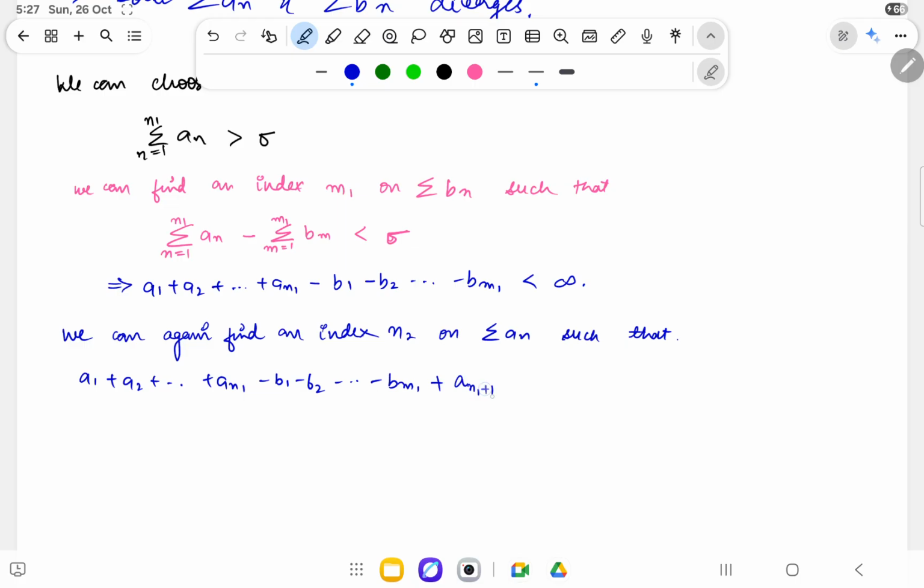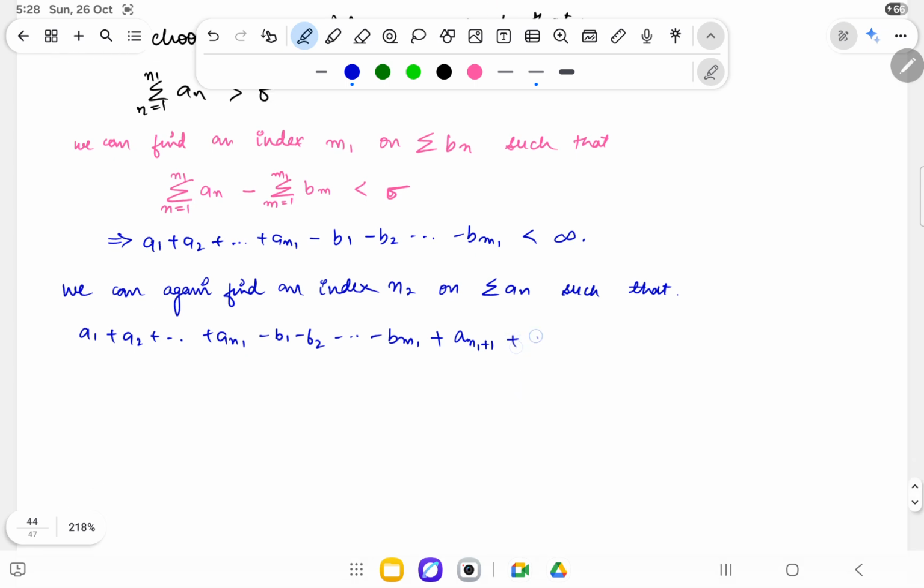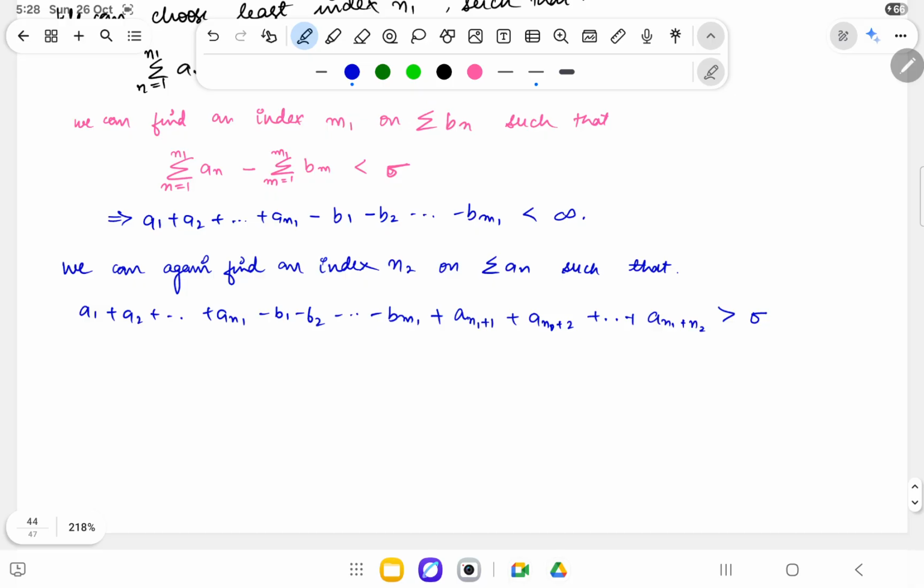I am writing it as n1 plus 1 because this index n2 will be greater than this, so it will be a(n1+1), a(n1+2) up till a(n1+n2), such that the sum is made greater than sigma. Again, for the series bn, I can find another index m2 such that this sum can be made less than sigma.